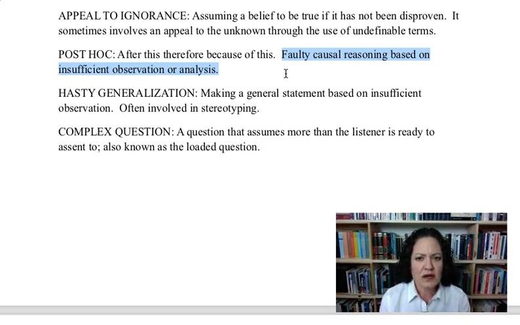Now, maybe a lot of superstition is post hoc explanation. Sometimes you see it in health. I ate this certain food. Now I feel sick. That certain food caused me to be sick. Is that the only cause? So notice it has to be based on sufficient observation to not be a post hoc. This is insufficient observation or analysis.